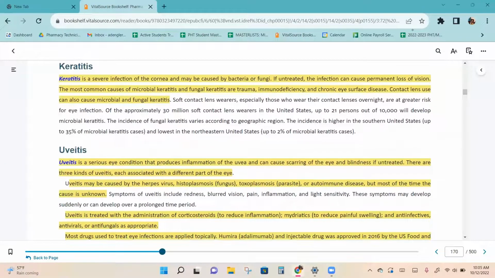Keratitis is a severe infection of the cornea and may be caused by bacteria or fungi. If untreated, the infection can cause permanent loss of vision. The most common causes of microbial keratitis and fungal keratitis are trauma, immunodeficiency, and chronic eye surface disease. Contact lens use can also cause microbial and fungal keratitis.